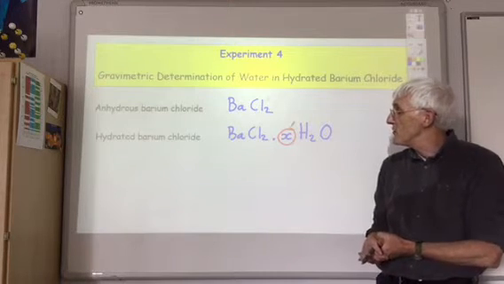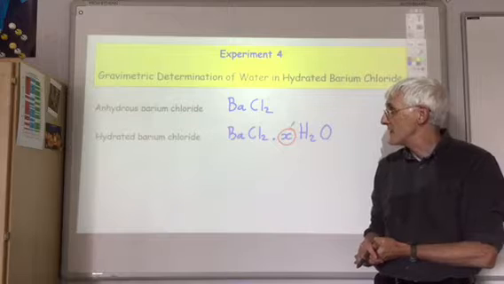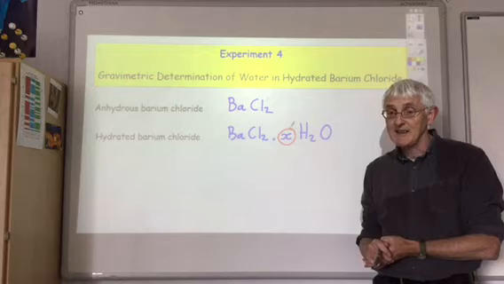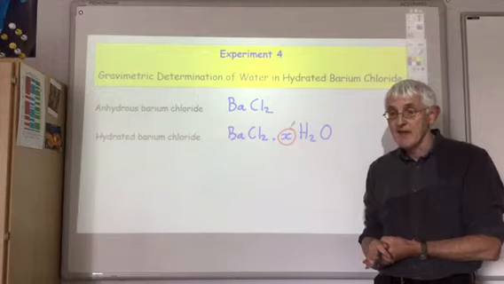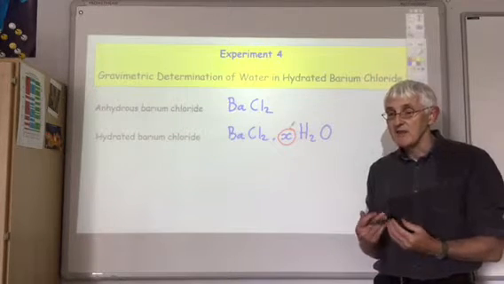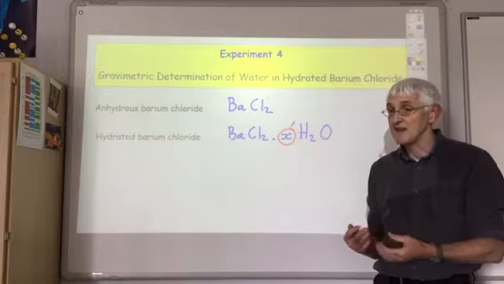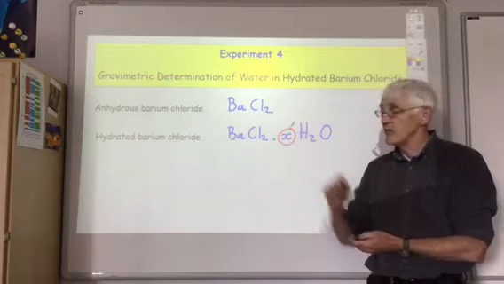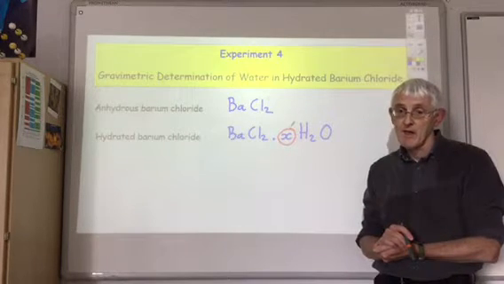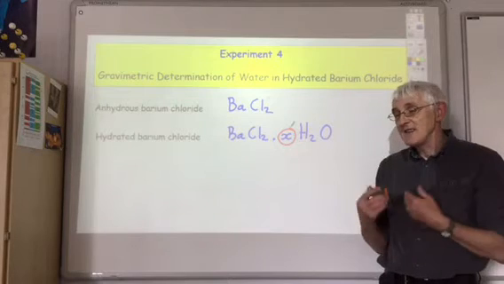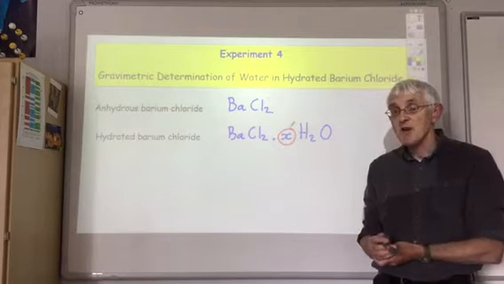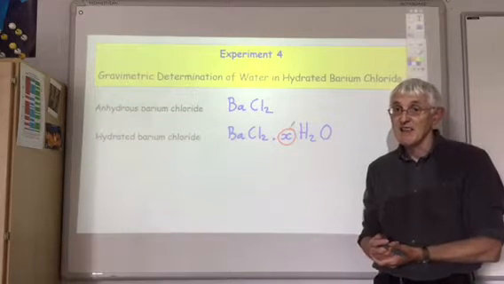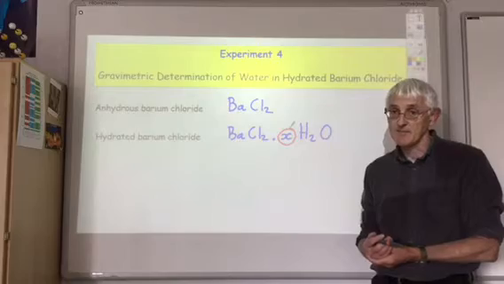What you have to do is measure out a known mass of hydrated barium chloride and then remove all the water by heating it in a Bunsen burner. Then by reweighing it, the difference in the mass will tell you the mass and hence the number of moles of water associated with that given number of moles of barium chloride. Because this analysis depends on the measurement of mass as opposed to, say, volume in the previous experiments, this is known as a gravimetric analysis.